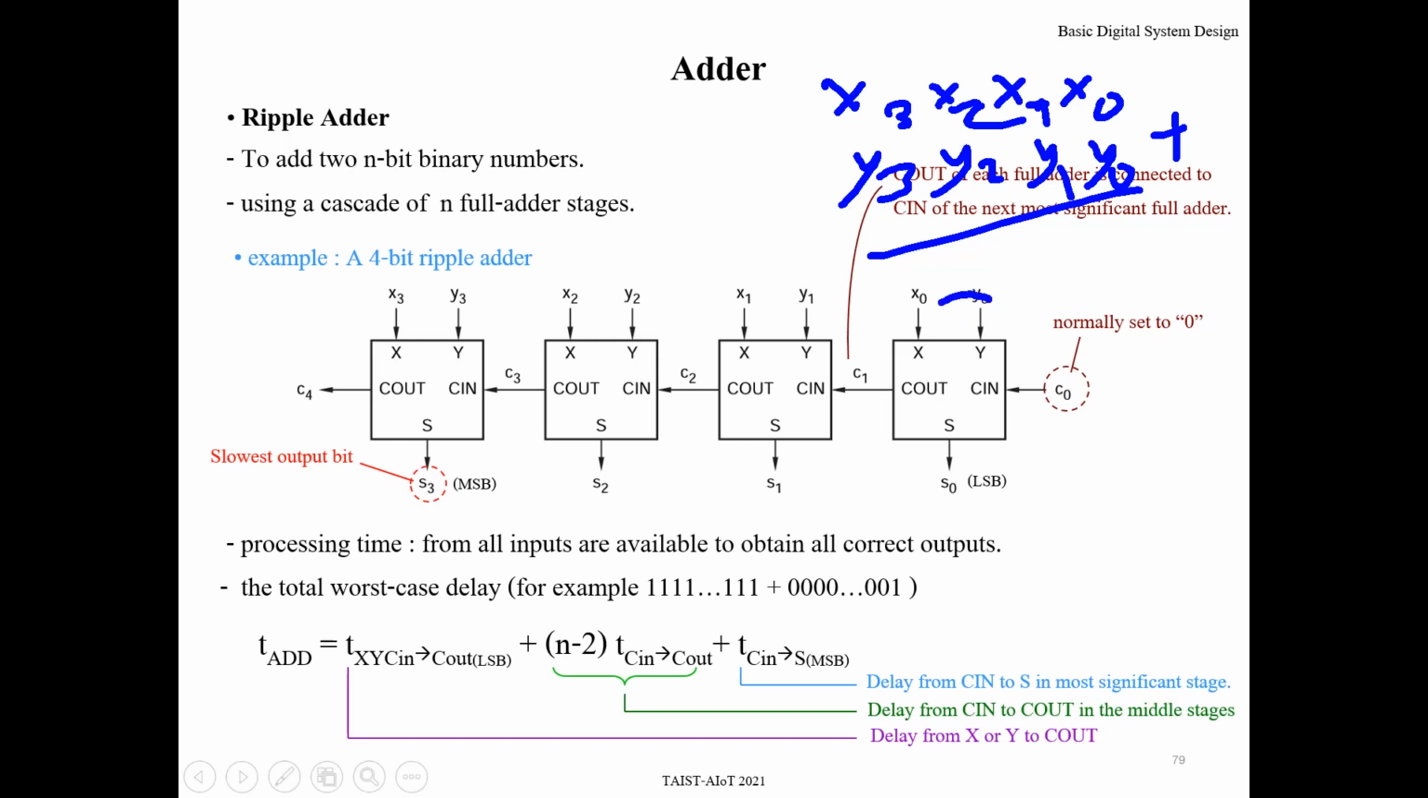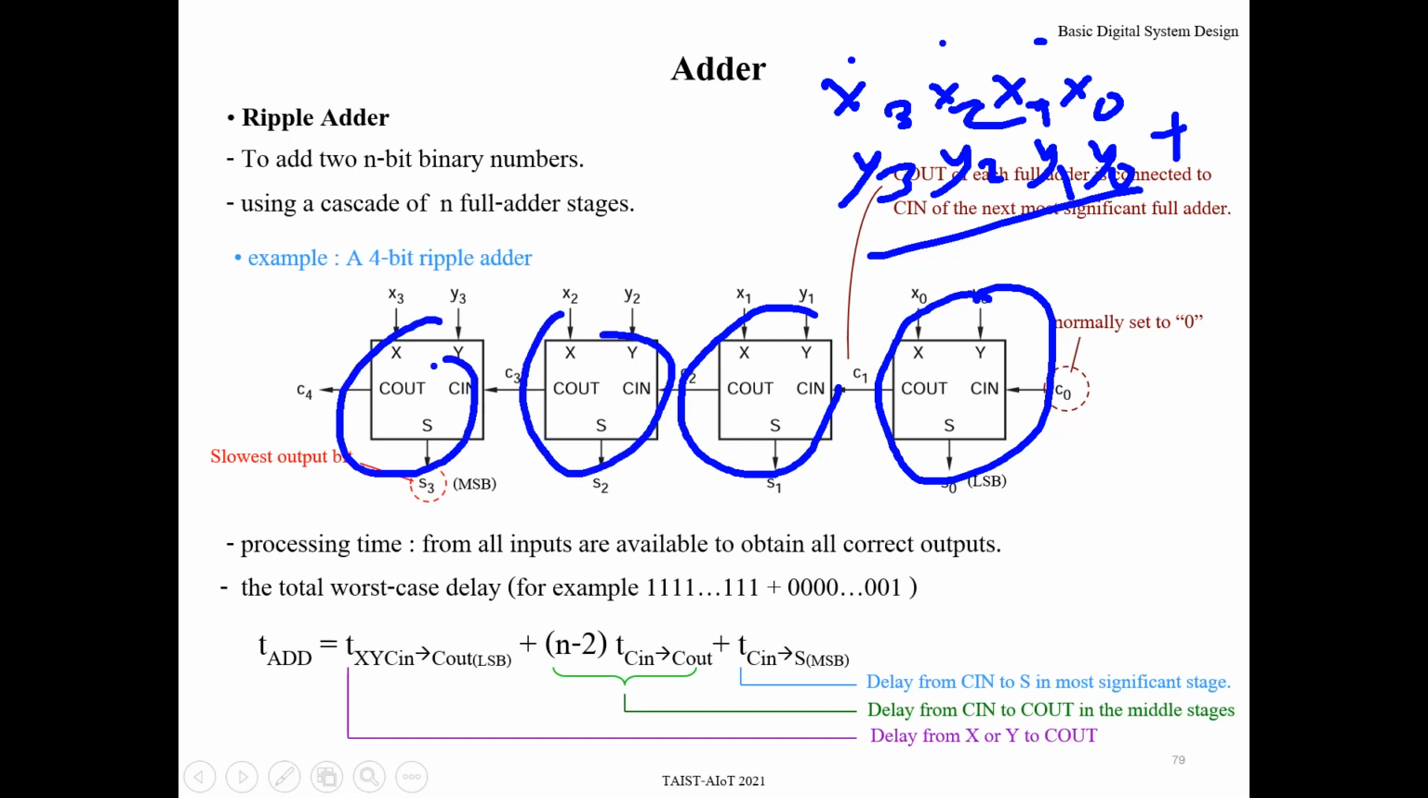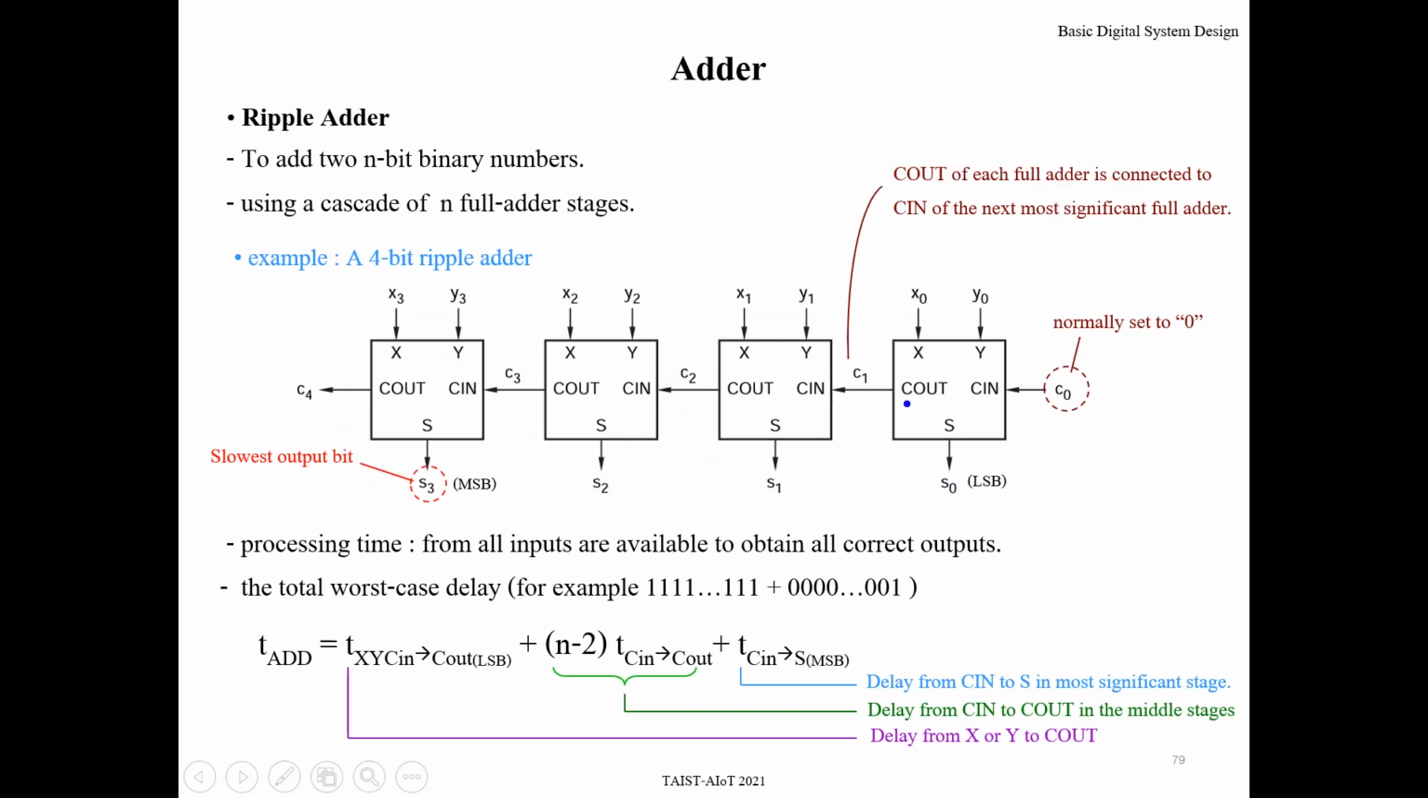we can use 1 bit full adders. For this one 1 2 3, so we use 3 sets of full adder. Why connect carry out of this one to carry in for the next digit? This carry out will be carry in for the next digit. This carry out becomes the next carry in. Okay, so you can implement. This configuration is called ripple adder.